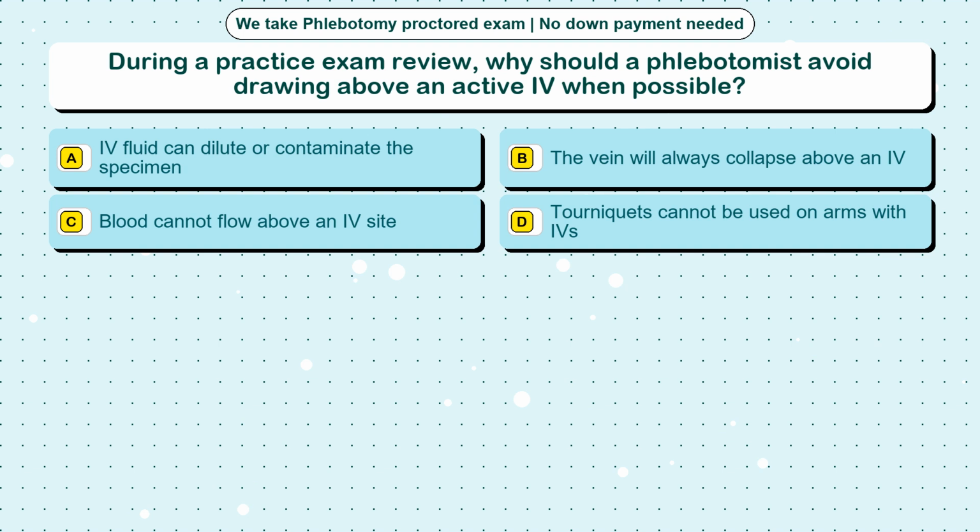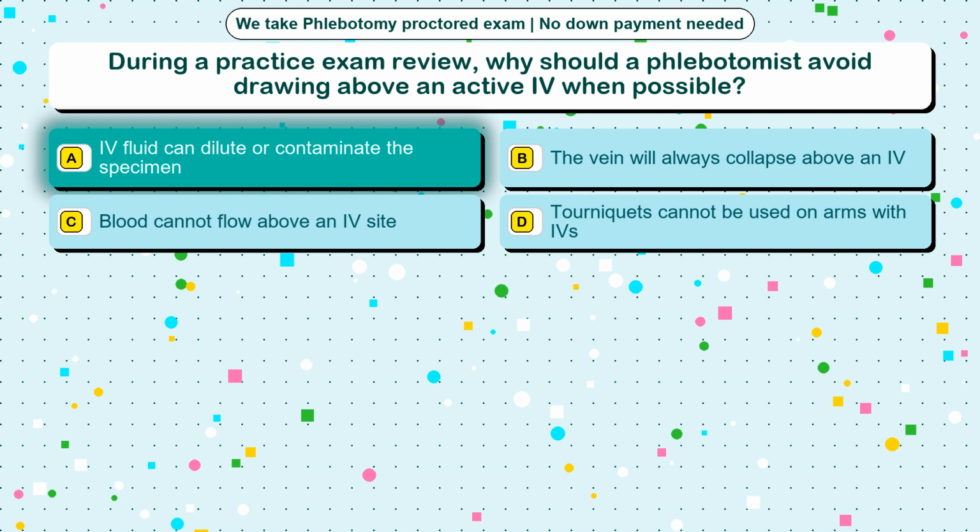Question 99. During a practice exam review, why should a phlebotomist avoid drawing above an active IV when possible? Option A. IV fluid can dilute or contaminate the specimen. Option B. The vein will always collapse above an IV. Option C. Blood cannot flow above an IV site. Option D. Tourniquets cannot be used on arms with IVs. The correct answer is option A.